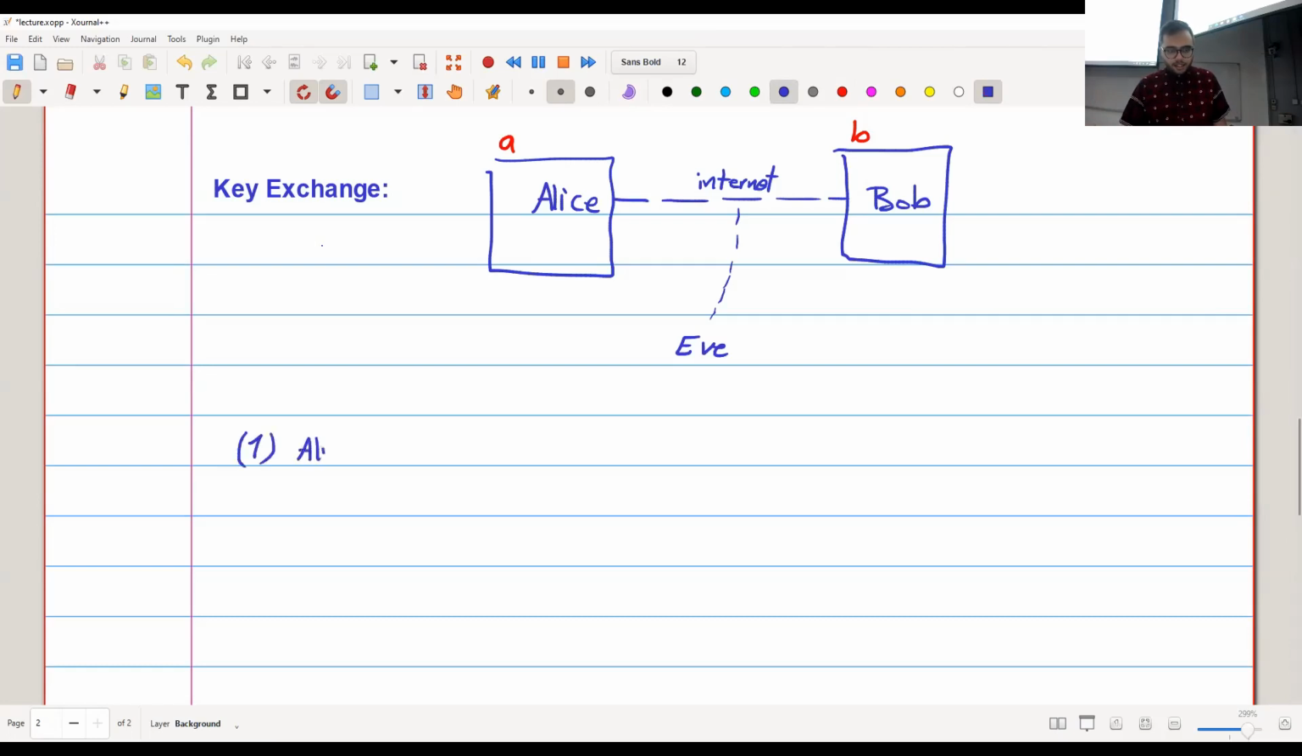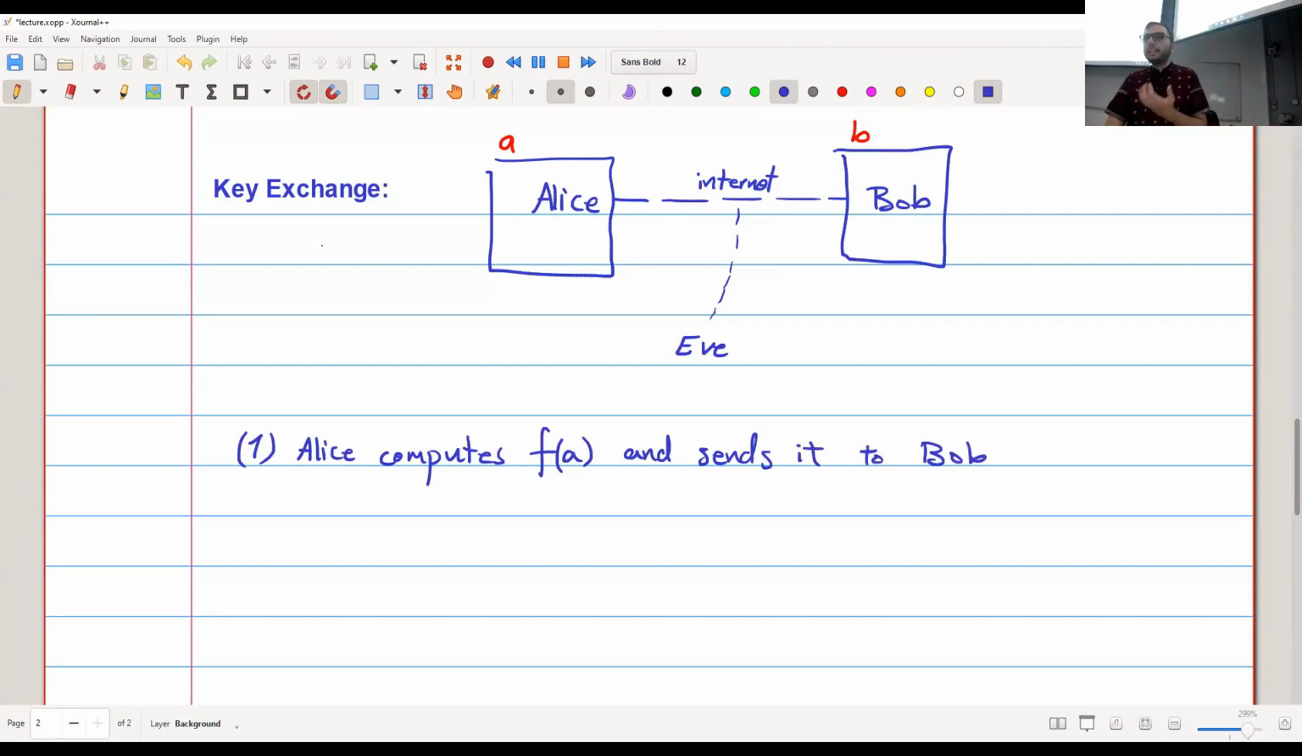So maybe, let's say I have a function f, and this is my first step. I say that Alice computes f of A and sends it to Bob. Now, the reason for this is, again, because I cannot send A itself, but I want to send something. So let's just call that f of A. So I'm sending f of A to Bob, and now Bob knows f of A. But the problem is, of course, that Eve also knows f of A.